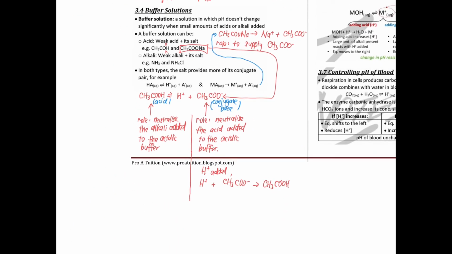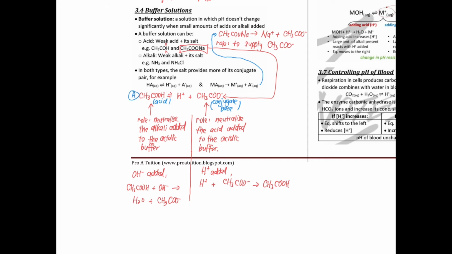If you have OH minus added, who is going to neutralize it? So it is the acid. CH3COOH will react with the hydroxide ions to form H2O and CH3COO minus. The equation will be like this. So altogether there are 3 equations.